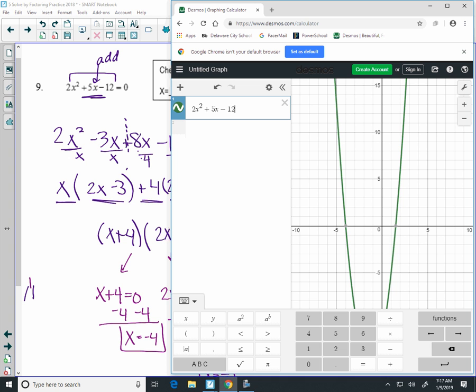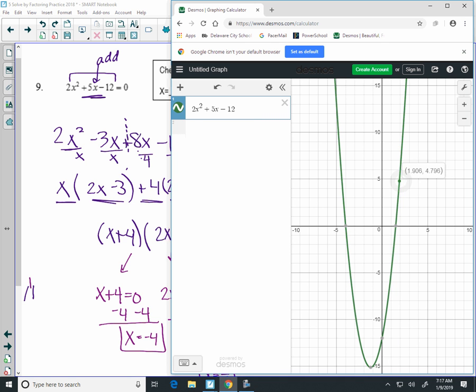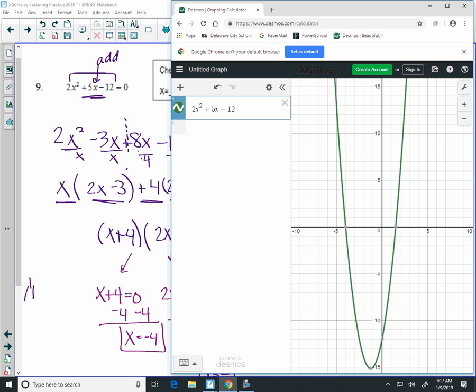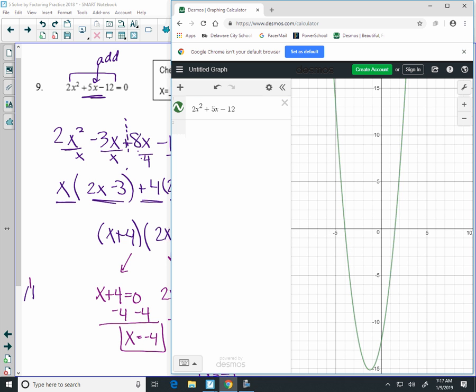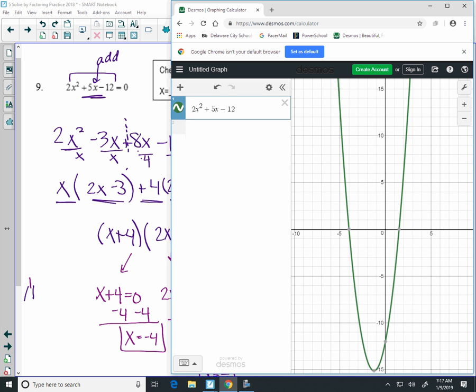I don't put in equals 0 because that just gives us lines where the solutions are. I like to see that whole parabola. And our solutions, again, are our x values. They are these clickable points.